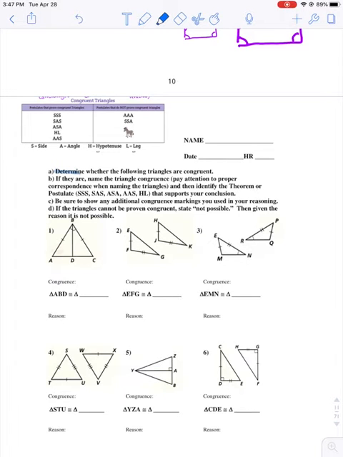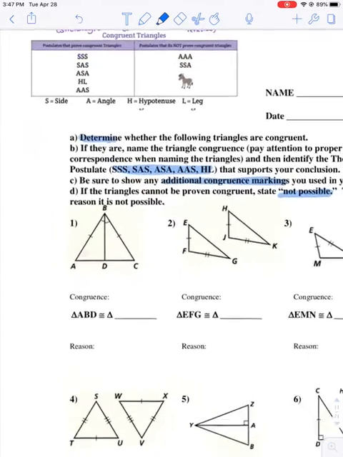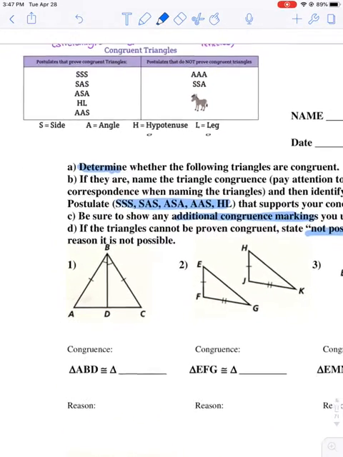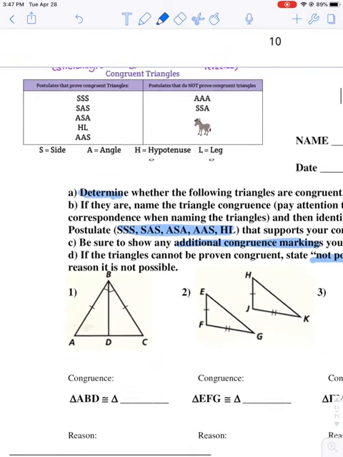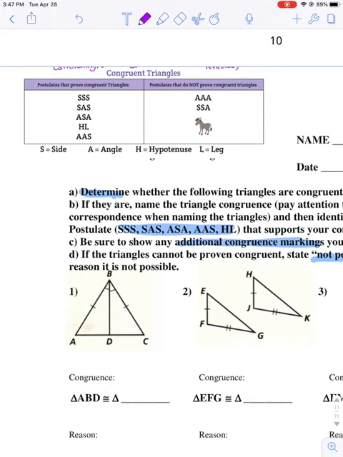So the instructions here is determine whether or not the triangles are congruent. So that's going to be step one. If they are, they want us to say what rule it is. If we have to add in any additional markings, they want us to do that. And if it doesn't work, we'll say not possible. So this is the whole point of what we just did. Let's take a look.